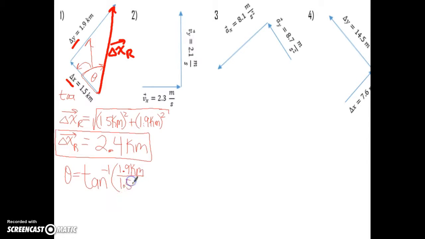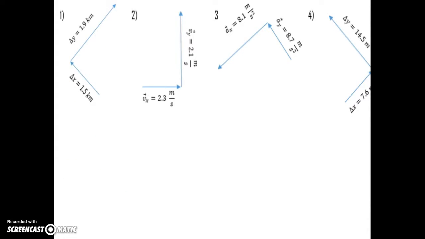And the adjacent is 1.5 kilometers. Kilometers cancel. And our theta is 51.7, to two digits, so 52 degrees. Now, does it make sense? Is the opposite larger than the adjacent? It is. So, in that aspect, looks like we're good to go. Pause it if you need to keep it there. I'm going to clear the screen for space and go on to number 2.